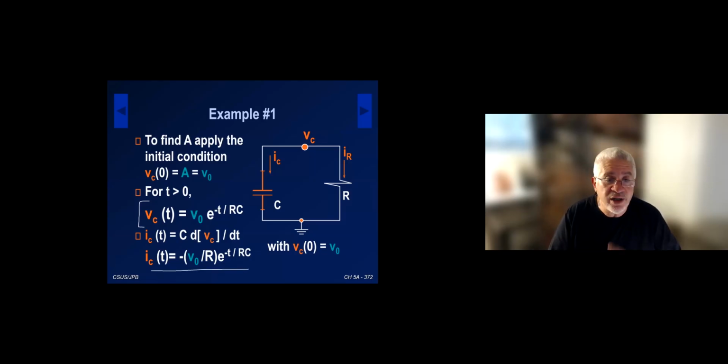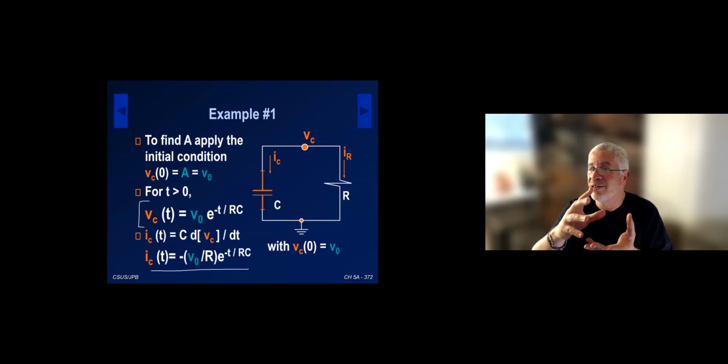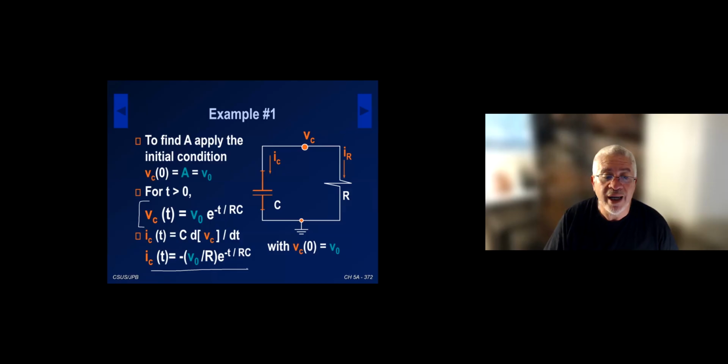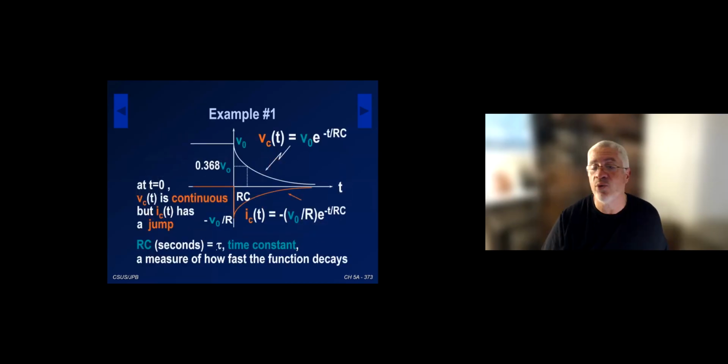What you will notice is that the voltage is continuous. The voltage before t equals 0 was V naught, but the current was 0, because the capacitor operates like a switch. It's the change that makes the capacitor allow current to flow. All right, the current was 0, and then it goes to minus V naught over R e to the minus t over RC. So if we plot these two things, this is what we see.